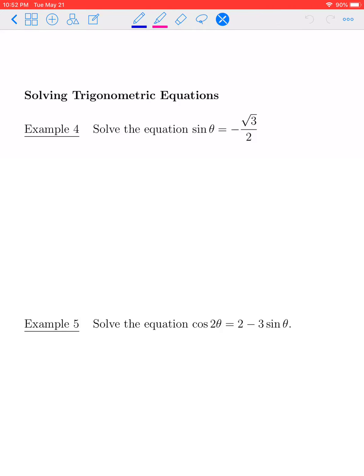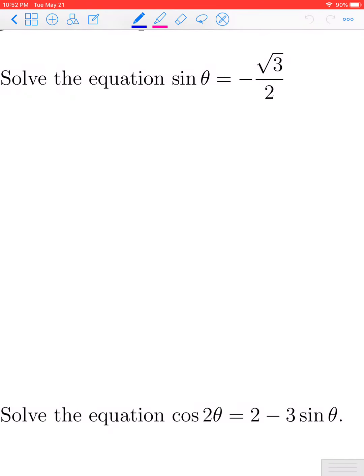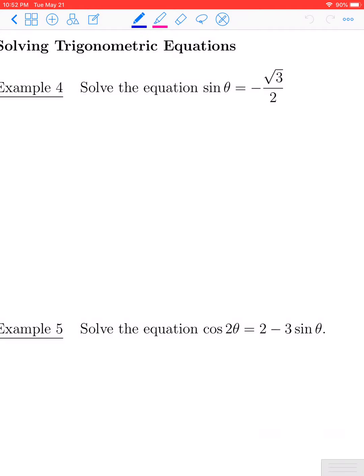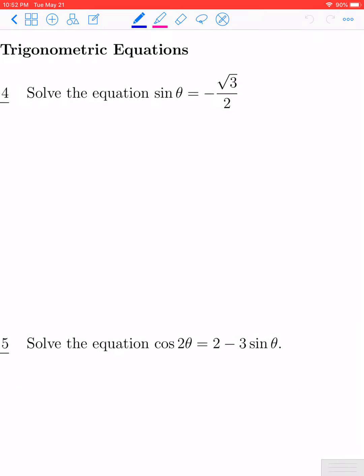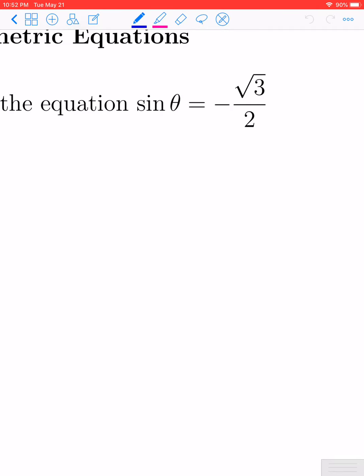One of the last things we want to be able to do in terms of using trigonometric functions is to be able to solve certain trig equations. For example, if we look at example number 4 in the notes, we want to solve the equation the sine of theta equals negative square root of 3 over 2. We know that trig functions are periodic, so odds are if we have one solution, there's going to be infinitely many, and that's what we want to be able to find.